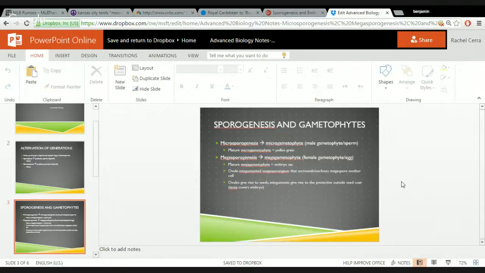That generative nucleus undergoes mitosis again, and you end up with 2 sperm nuclei, or 2 sperm cells. There's a wall called the sporopollenin that goes around this whole microspore. Once it has the sporopollenin wall, the 2 sperm, and the tube nucleus, you now have a mature male gametophyte, or in other words, you have a pollen grain.